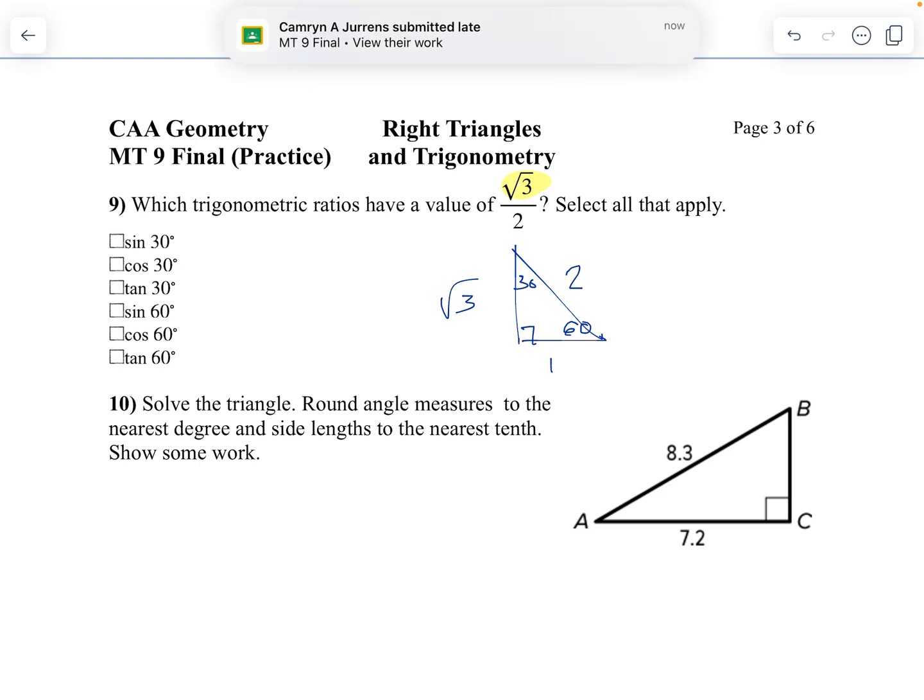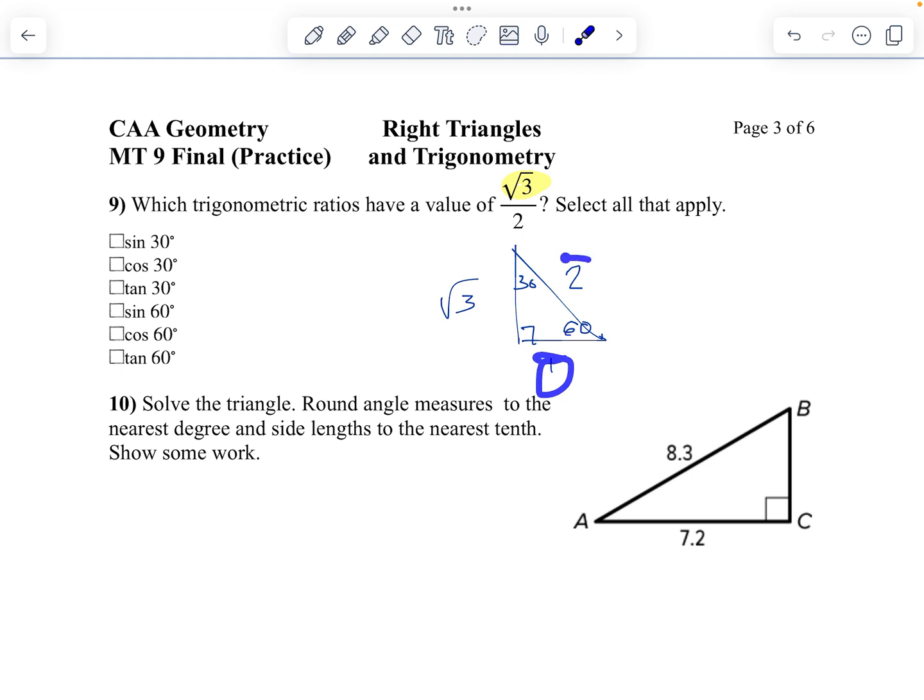So when I look at the sine of 30, the sine of 30 is 1 over 2. It's not the sine of 30 then, is it? Because the sine of 30 would be 1 over 2. That doesn't help me out. Cosine of 30, adjacent, square root of 3 over 2. So we know the cosine of 30 is the same as the sine of 60. And then I don't use tangent, because tangent of 30 would be 1 over the square root of 3, and I got the square root of 2 in there.